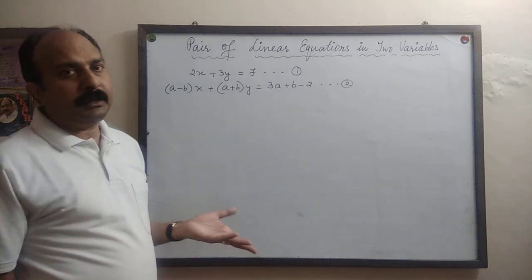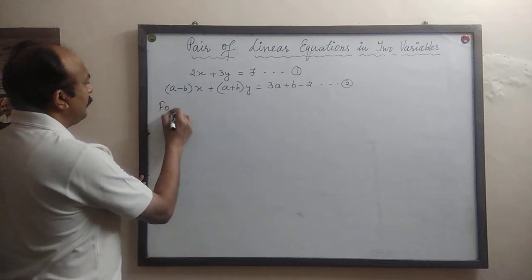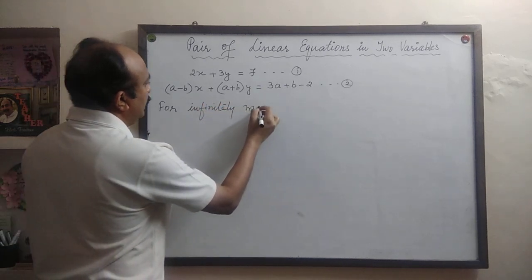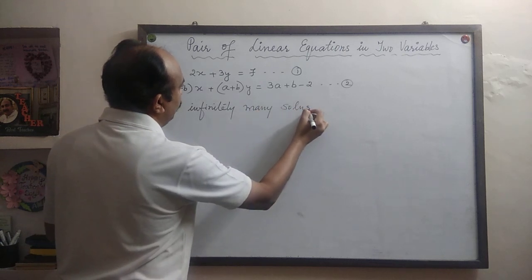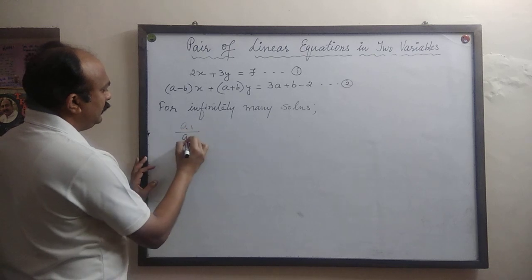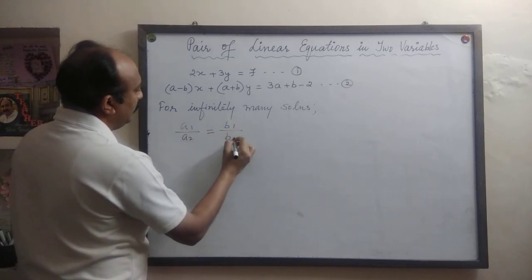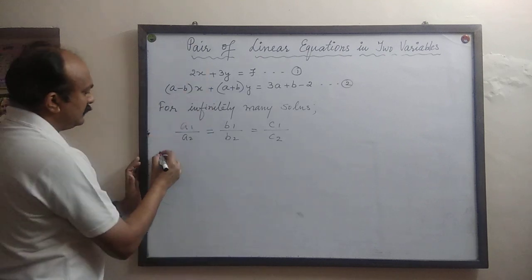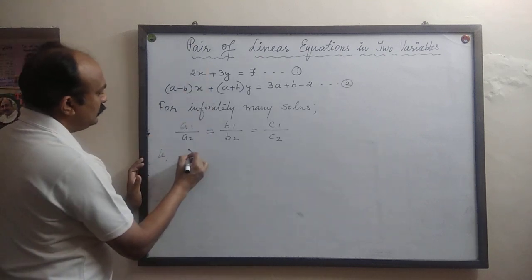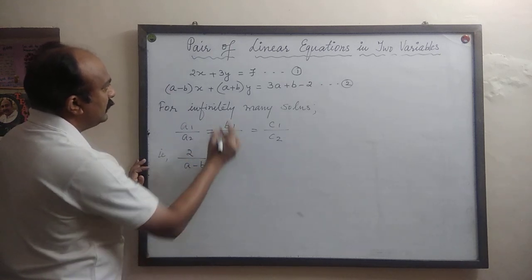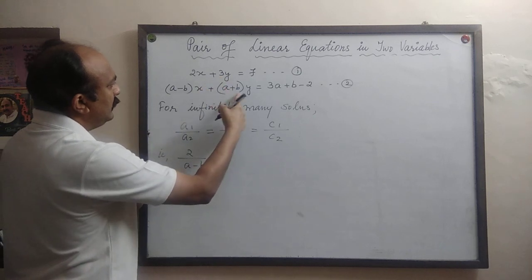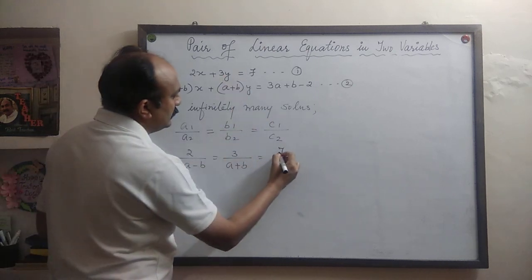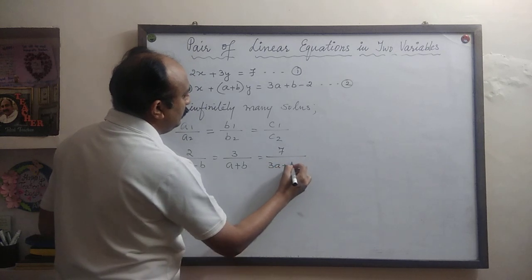You know the condition for infinitely many solutions. For infinitely many solutions, the condition is A1 upon A2 is equal to B1 upon B2 is again equal to C1 upon C2. Now substitute the values. A1 upon A2 means 2 upon a minus b. B1 upon B2, 3 upon a plus b. C1 upon C2, 7 upon 3a plus b minus 2.